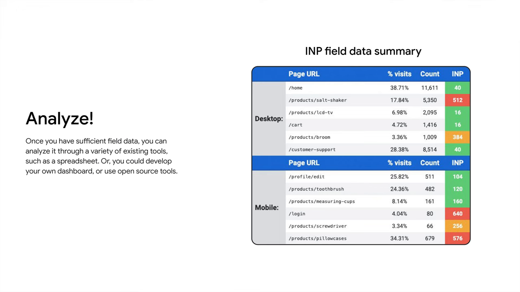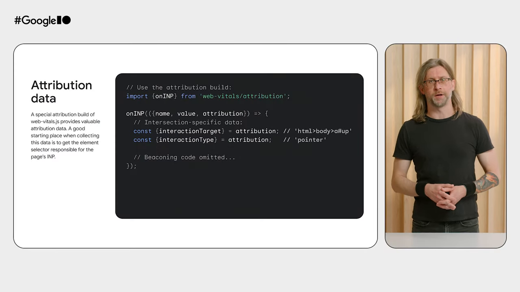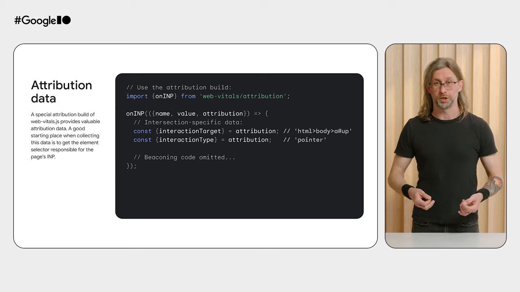After a period of time, you'll have collected enough field data that you can analyze it. Now, your analysis could be as simple as dumping your collected field data into a spreadsheet to calculate your page's INP at the 75th percentile, or you could go further and develop a custom dashboard, or instead use any number of available open source tools to do this for you. While reporting your page's INP is useful, that alone won't give you much of an advantage over CrUX. You'll likely want additional information that can help you debug issues more efficiently.